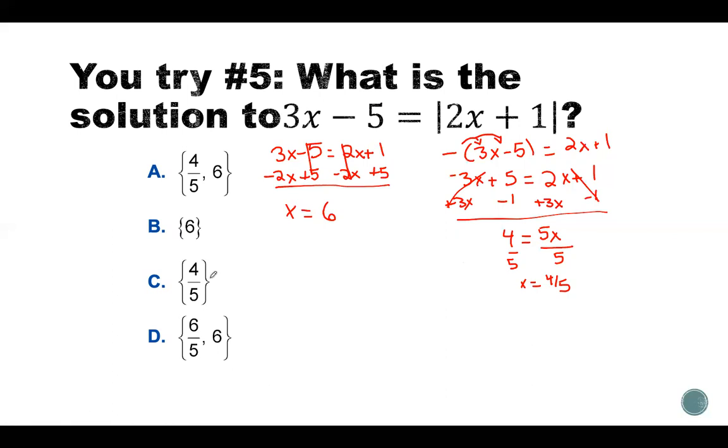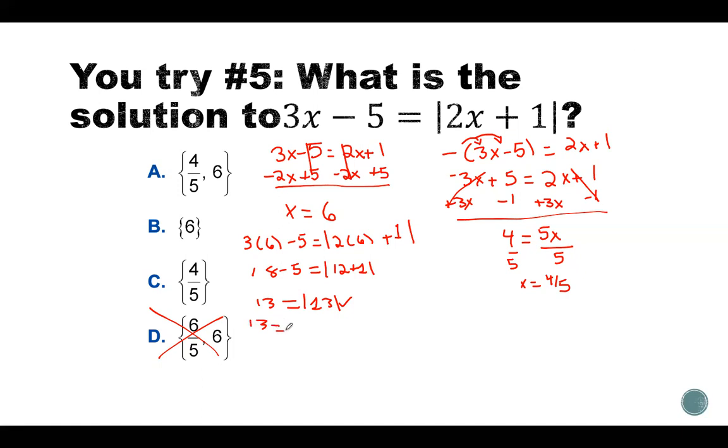And so just looking at this alone, the first thing you should do is say, okay, I'm going to cross out D, can't happen. It's a 4/5, not a 6/5. But moving over here, we're now going to check our work. So we're going to do 3 times 6 minus 5 equals the absolute value of 2 times 6 plus 1. So I'm going to get 18 minus 5 equals the absolute value of 12 plus 1. And we're going to get 13 equals the absolute value of 13. Yes, that works, because the absolute value of 13 is also positive 13.